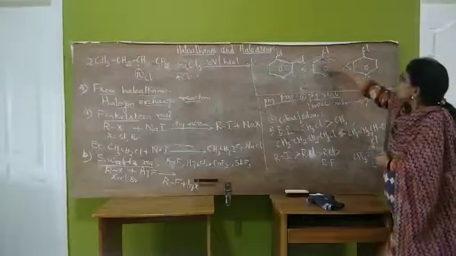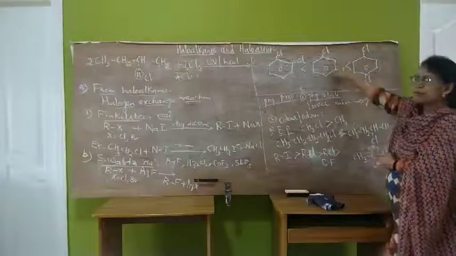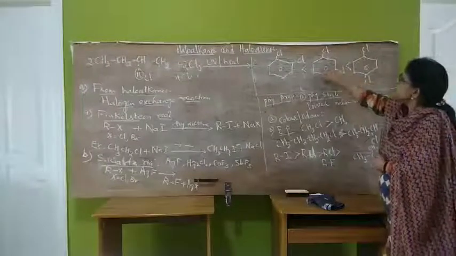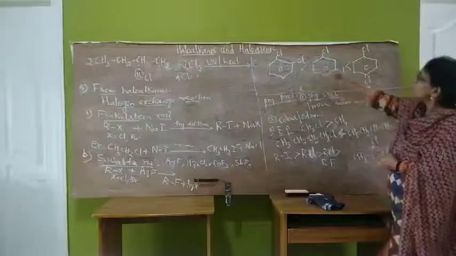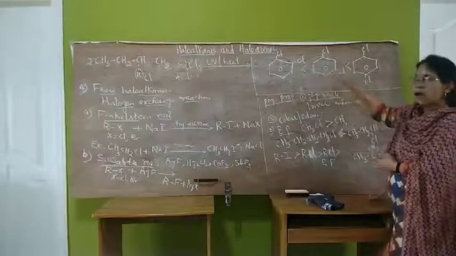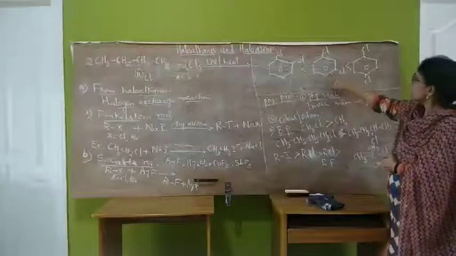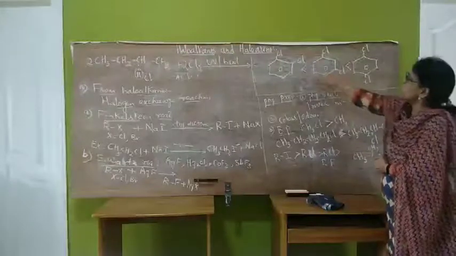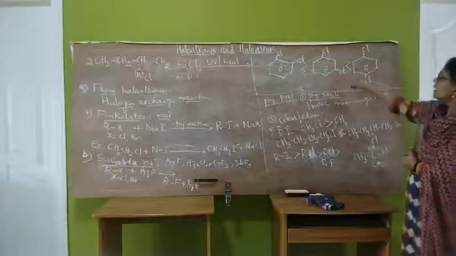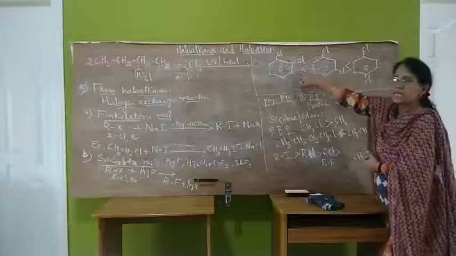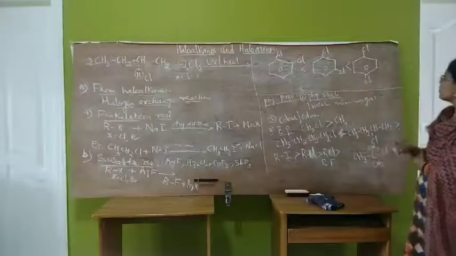Here, the chlorine atoms are a little far from each other. There is less repulsion compared to here. So, more stability compared to orthodichlorobenzene. Therefore, metadichlorobenzene has a higher boiling point than orthodichlorobenzene.